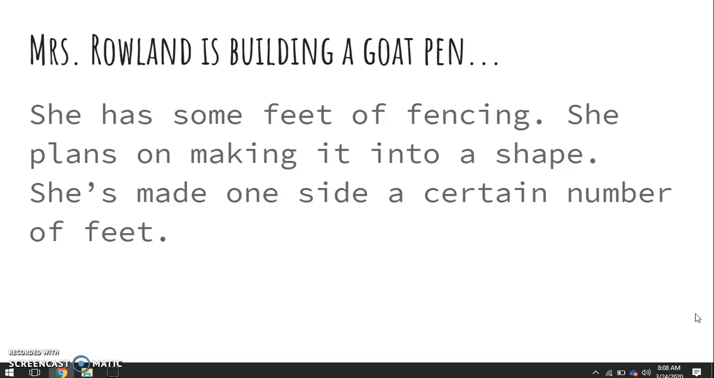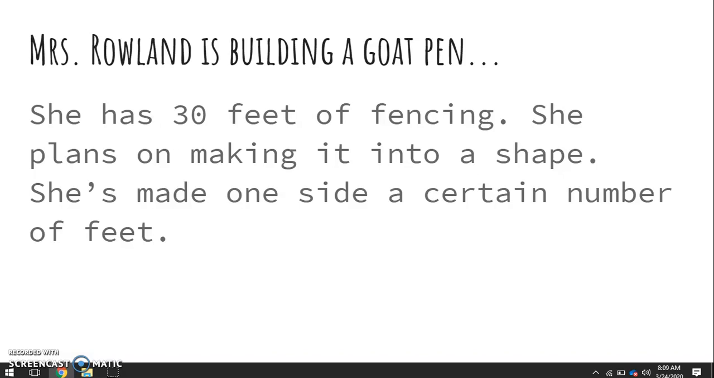Miss Rowland is building a goat pen. She has some feet of fencing. She plans on making it into a shape. She's made one side a certain number of feet. Well, this is a weird word problem because there's no numbers. So we're missing some information that I need to give you. Let's keep going.